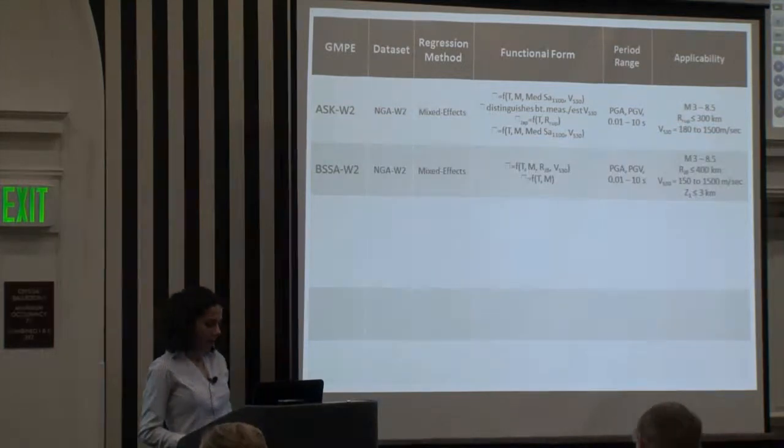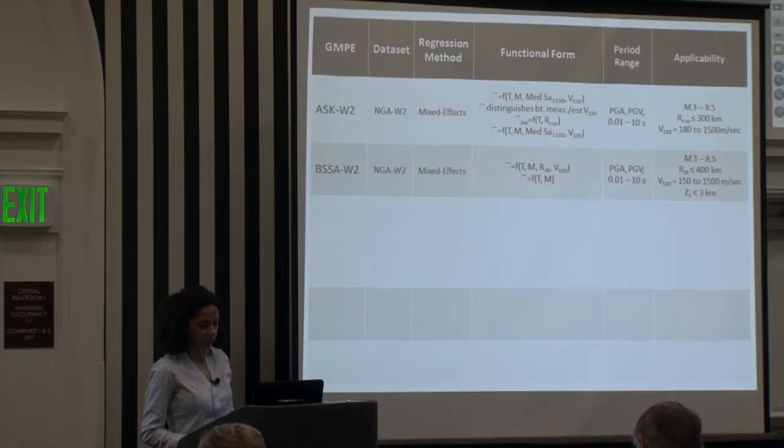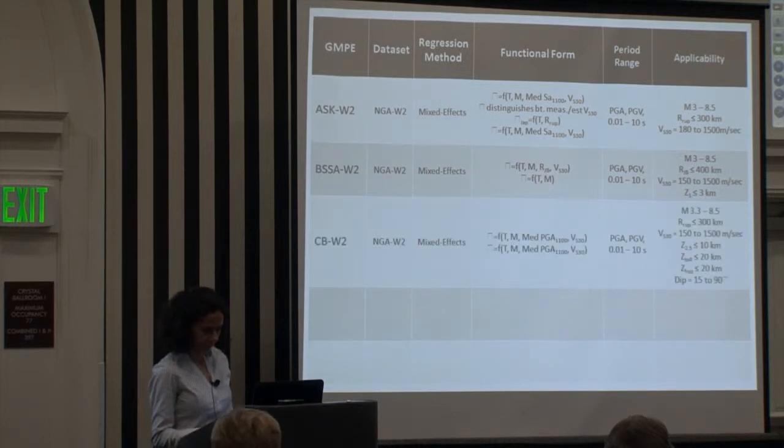Boore et al. They used now mixed effects algorithm to estimate their within event and between event standard deviations. Their tau is a function of magnitude and spectral period, and their phi now is function of magnitude, distance, and VS30.